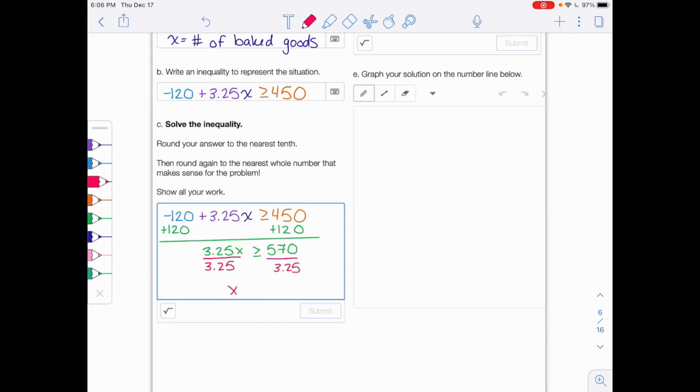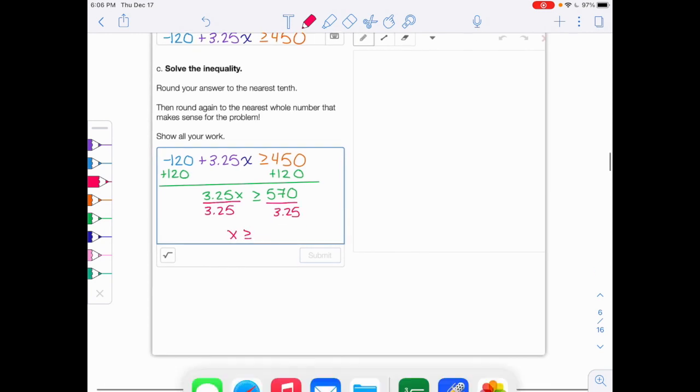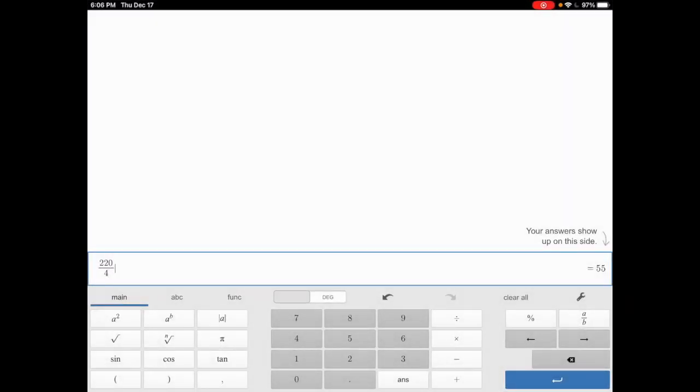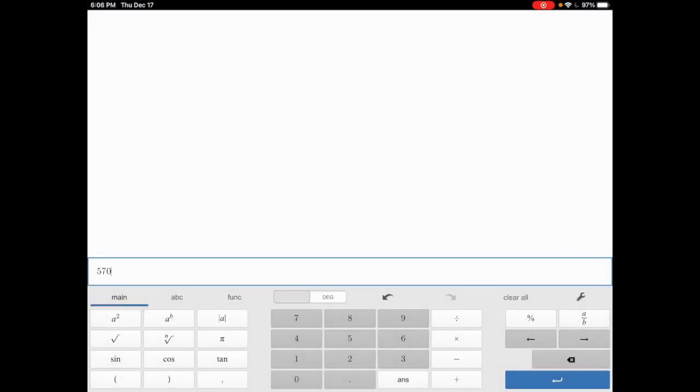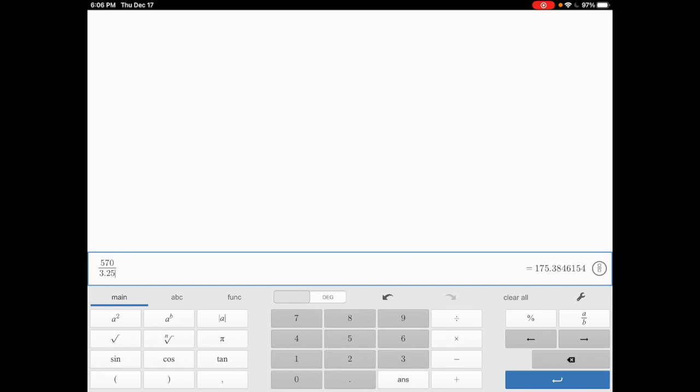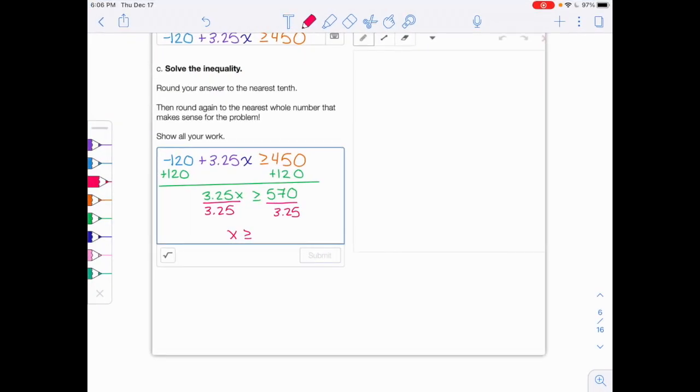So you get x is greater than or equal to, and I'm going to put this in my calculator, so 570 divided by 3.25 gets me 175.38 and change. This says first round your answer to the nearest tenth, so that's going to be 175.4. And then it says round again to the nearest whole number that makes sense for the problem.